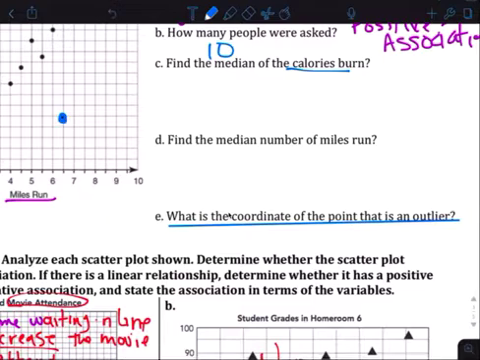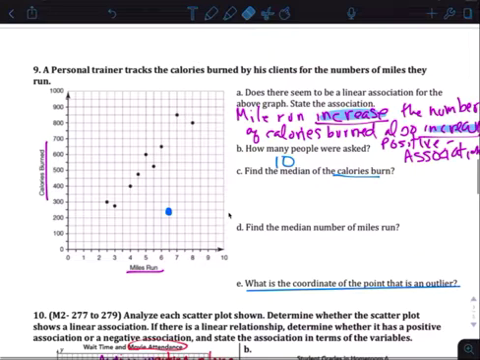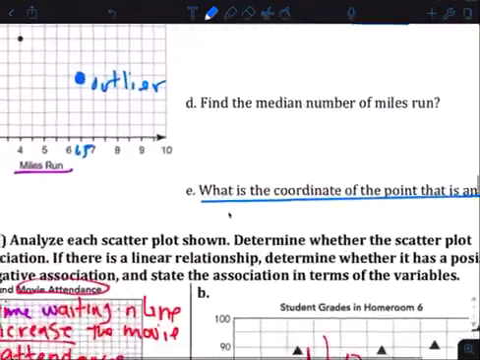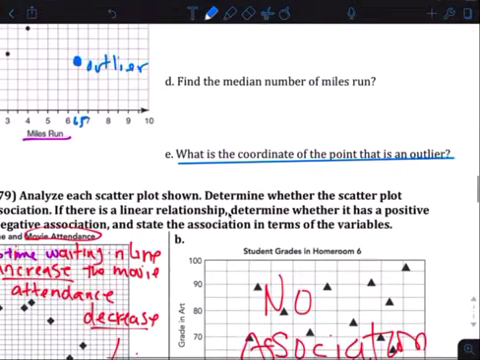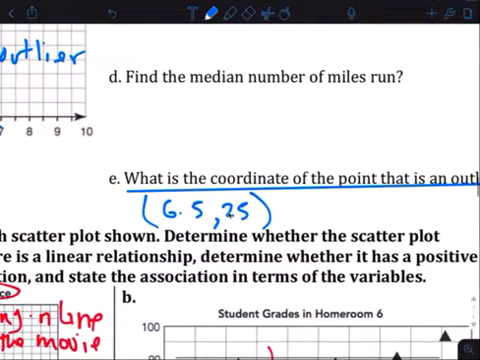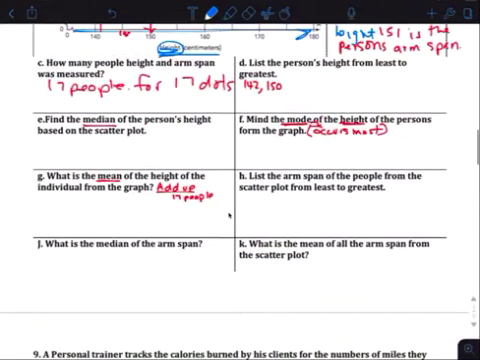Outliers, the point that's way out. This is the normal, and some people are different than others because we're not all alike, right? Thank goodness. 6.5. This is called an outlier. That's the one away from everyone, the dot furthest away from everyone. Basically, the coordinate is 6.5. They run 6.5 miles and they only burn 250 calories. Okay, that's the coordinates.